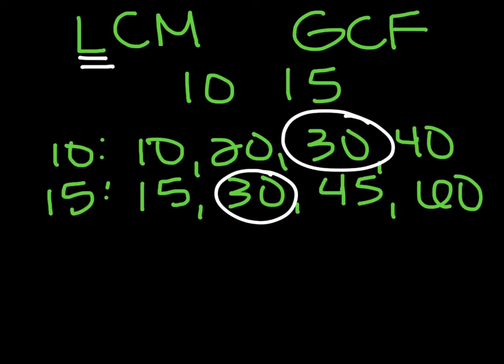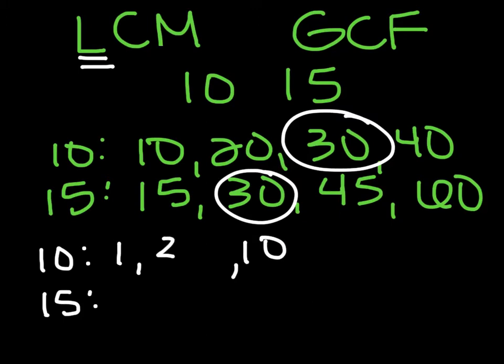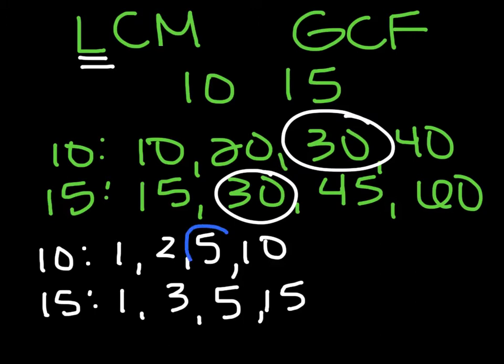For greatest common factor, you would list your factors, and those are numbers that you can divide the number evenly by. The numbers that you can divide 10 evenly by are 1 and 10, 2 and 5. The numbers that you can divide 15 by evenly are 1 and 15, 3 and 5. Then you look for the greatest one they both have in common, and the biggest number is 5. That's the listing method. Now, let me introduce you to the cake method.